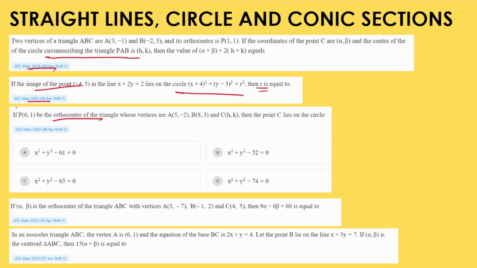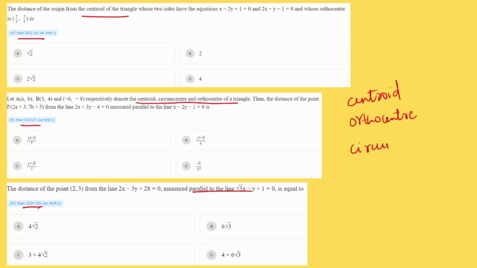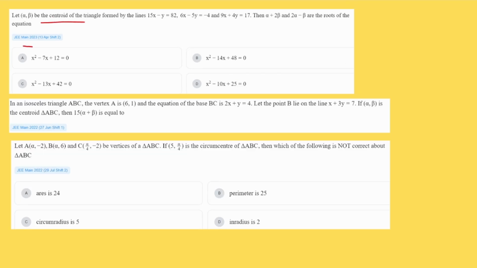Then you have orthocenter, okay, not ortho circle. Orthocenter of the triangle, again orthocenter of the triangle, centroid 2022. You can see either they are asking the questions related to the circumscribing or the image of the point, and the orthocenter or the centroid mainly. Then you have the distance of the origin from the centroid of the triangle. This was asked in the year 2022. Centroid, circumcenter, orthocenter of a triangle. Distance of the point is measured parallel, 2024. Either they are asking the questions from the centroid, orthocenter, or the circumcenter. Centroid again, year 2023, and circumcenter, which was asked in the year 2022 again.